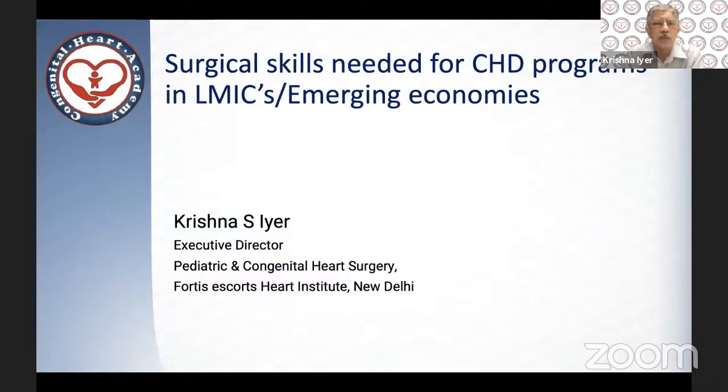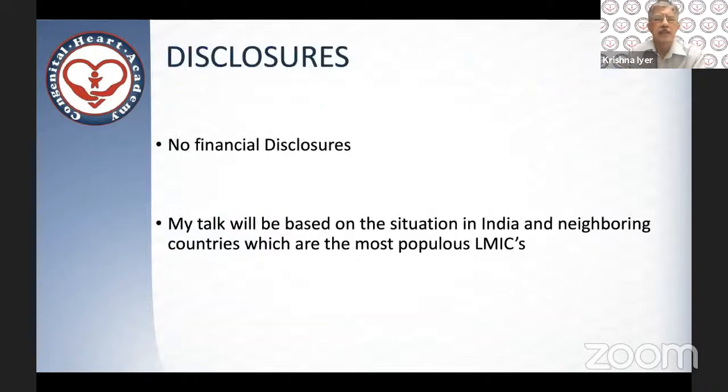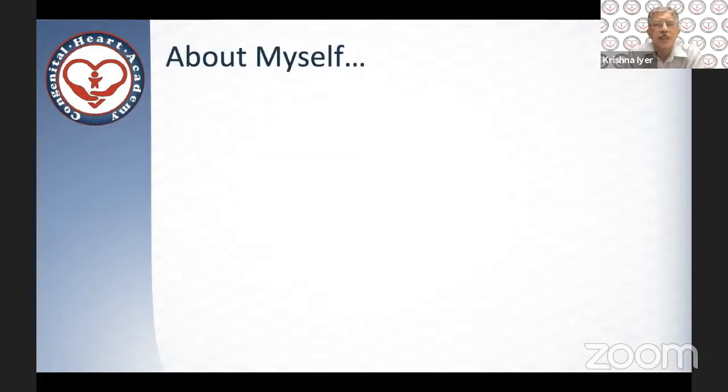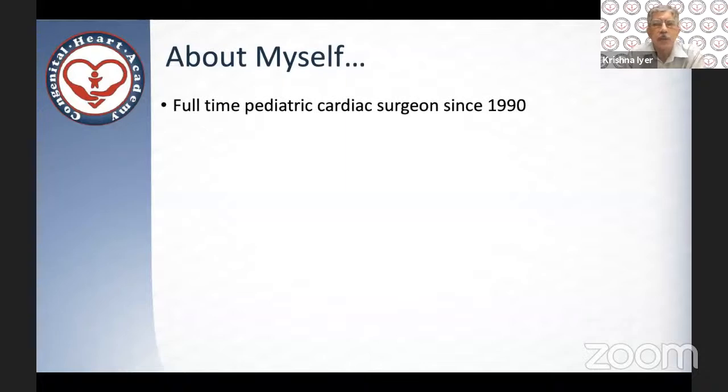As Casey mentioned, my talk will essentially focus on surgical skills required for surgeons in LMICs. I have no financial disclosures, and my talk will largely be based on my experience in India and the neighboring countries, which of course are the most populous LMICs. About myself, Casey's already spoken. It's just by way of introduction, so people realize that I do have some experience in this field.